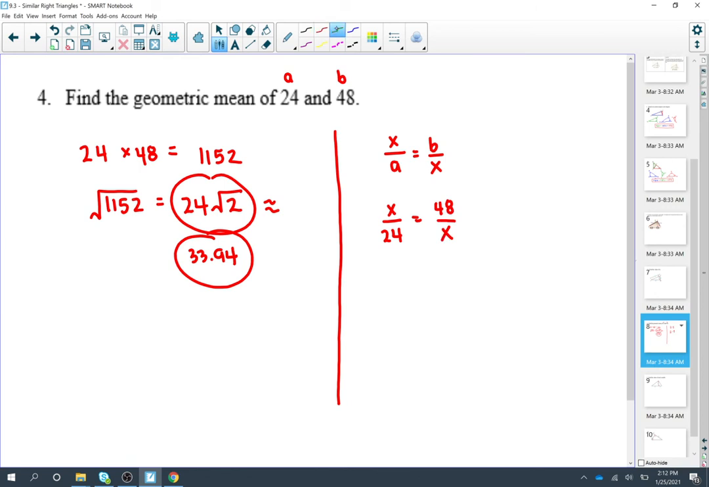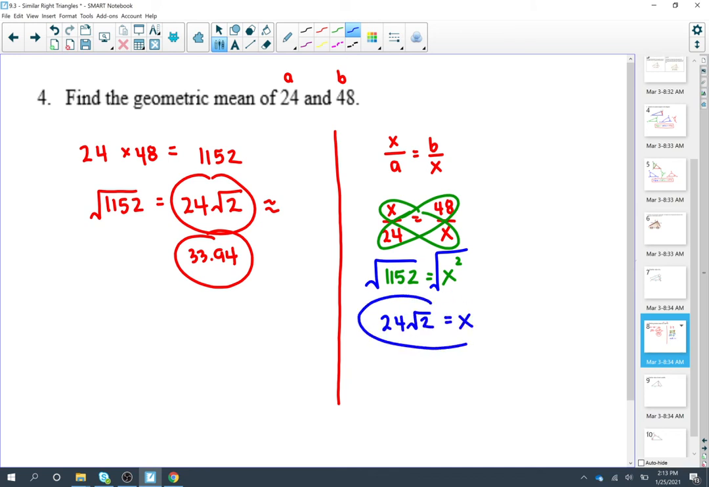Now, solving that, you would cross multiply, and 24 times 48 is 1152. X times x is x squared. And then to solve that, we would take a square root, which is going to get us the square root of 1152, which we found was 24 times the square root of 2, which is x.